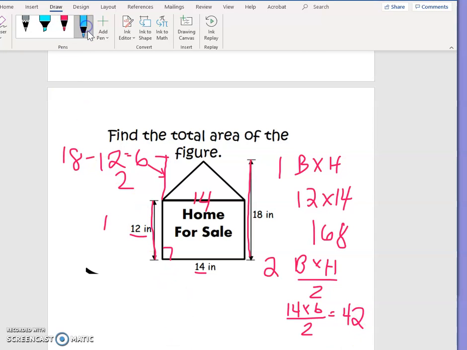Now that I have two separate areas, I'm going to go ahead and find the total area of the shape by adding shape 1 plus shape 2. So shape 1 was 168, shape 2 was 42. We go ahead and add. We find that our total area is 210 square inches.